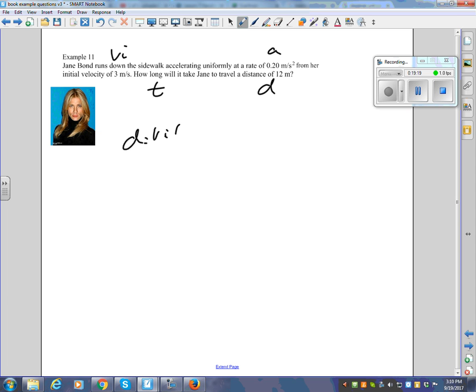D equals v_i t plus 1/2 a t squared. The displacement is 12. The initial velocity is 3. Oh, I know what's so hard about this. Do you know what's coming? No? Can you still use this formula? The acceleration is 0.2 t squared, and you're going to get an equation with t and t squared in it.